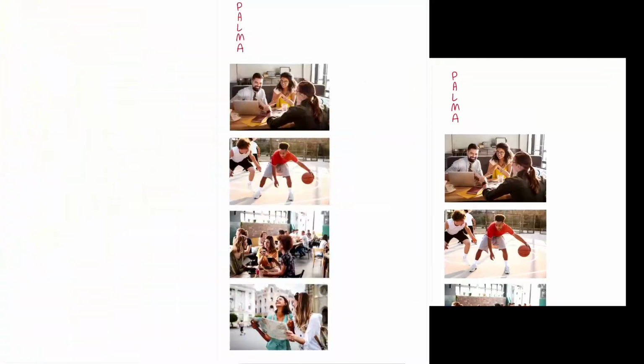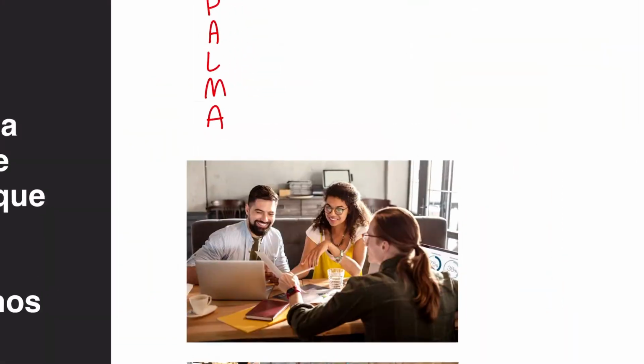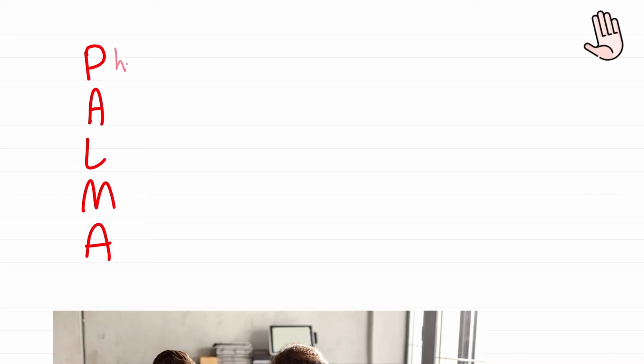Okay, so I've got a set of 4 photos here. Let's go through each one and use the acronym PALMA to help us write a detailed description. So the P stands for physical description in PALMA, so we're describing physically what and who we see in the photo. Every photo is going to have some people in there.